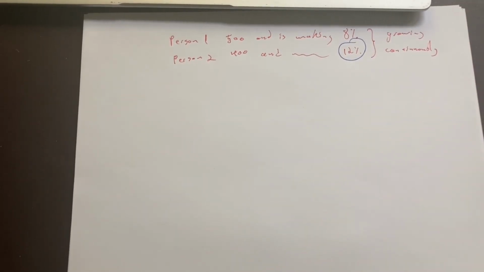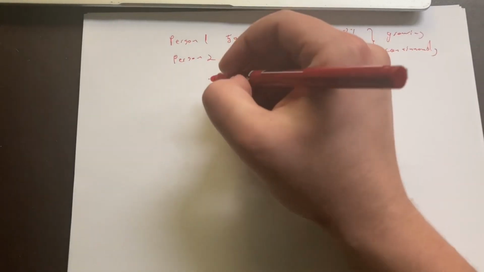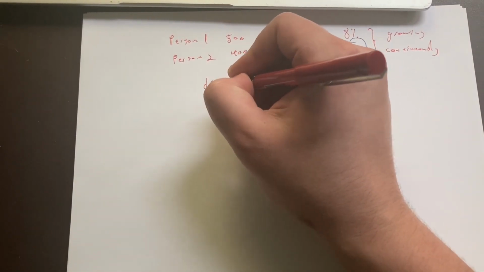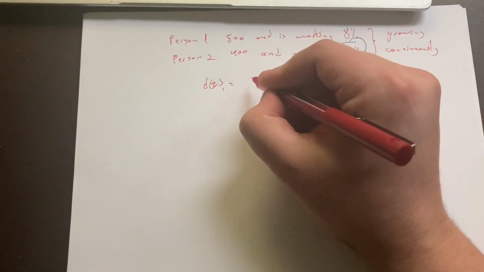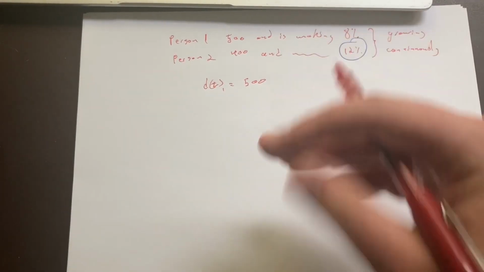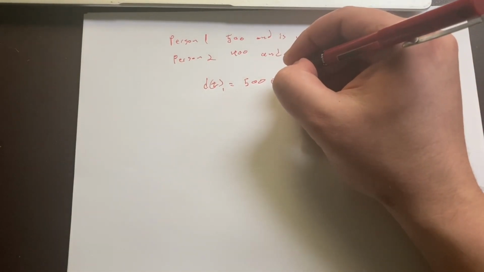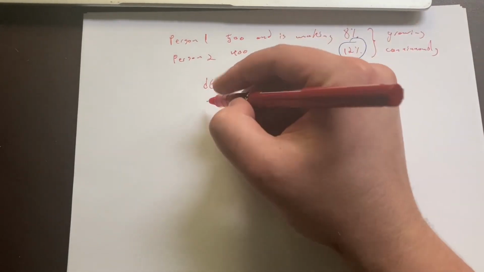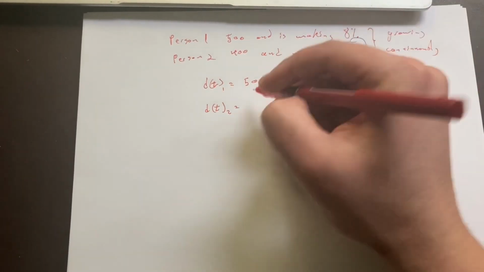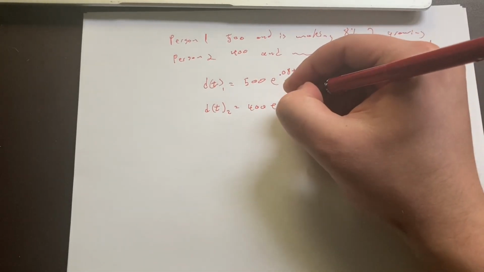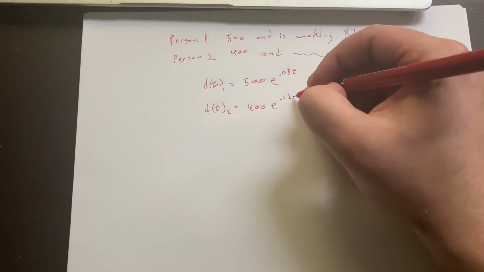All right. So I'll do it the long way. It is YouTube after all at this point. So the premise of this problem is that two accounts are growing continuously. Let's make an account function, D of t. We'll call it D of t sub 1 for person number one. So this D of t will give the amount of money after t years, 500 e to the 0.08 t. D of t sub 2 is 400 e to the 0.12 t.